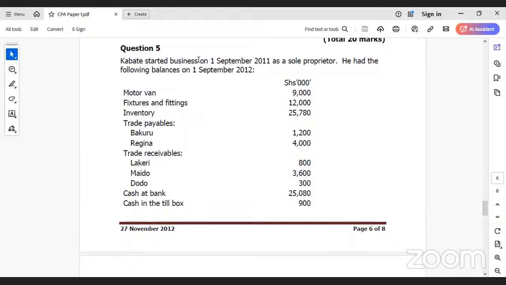Yes, you have done the posting to the respective ledger accounts, but now we need to know how we are going to balance up these accounts after making the posting of the transactions to the respective ledger accounts.